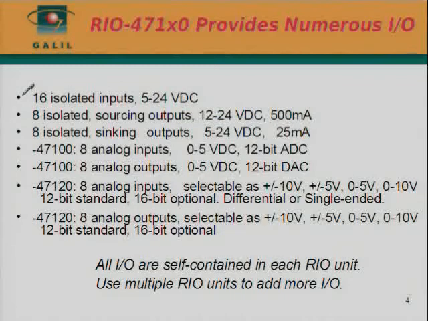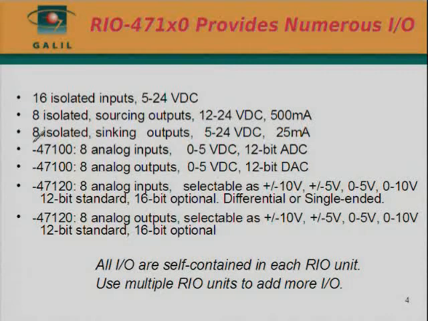Each RIO unit contains numerous I/O, including 16 opto-isolated inputs operating at 5 to 24 volts, 8 high-power sourcing outputs operating at 24 volts and 500 milliamp, which are useful for driving relays and other devices, 8 lower-power sinking outputs operating at 24 volt DC and 25 milliamp. The RIO also has 8 analog inputs and 8 analog outputs.